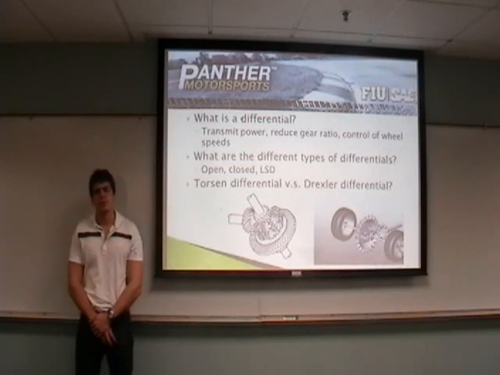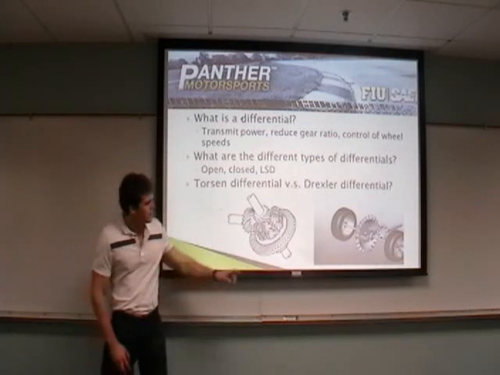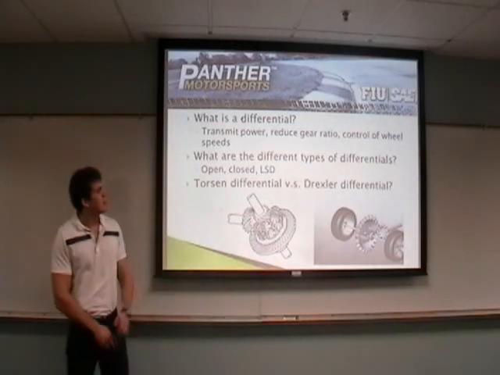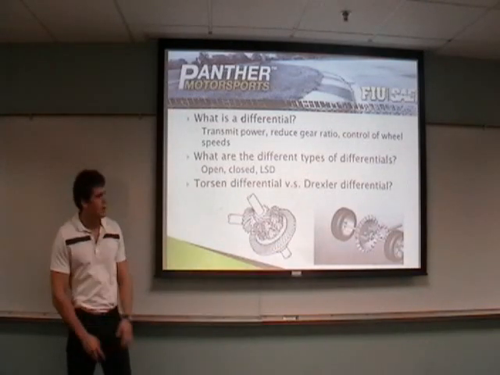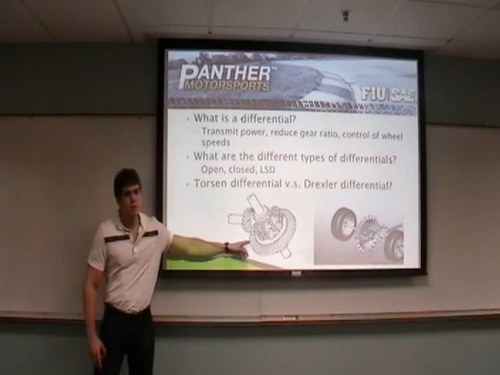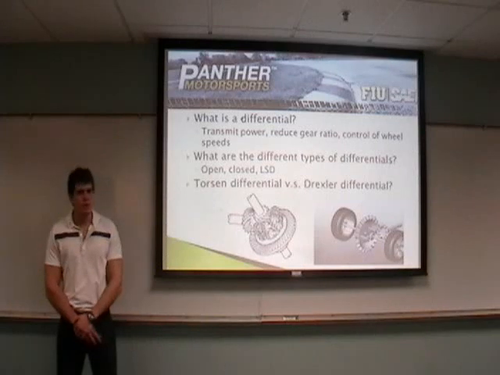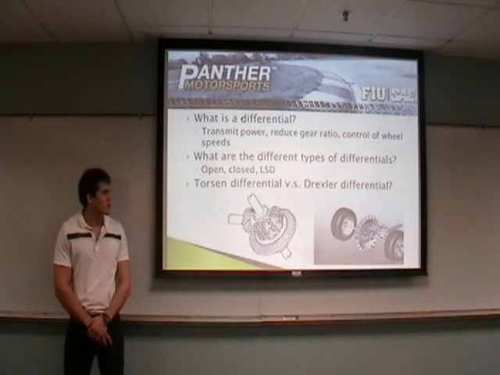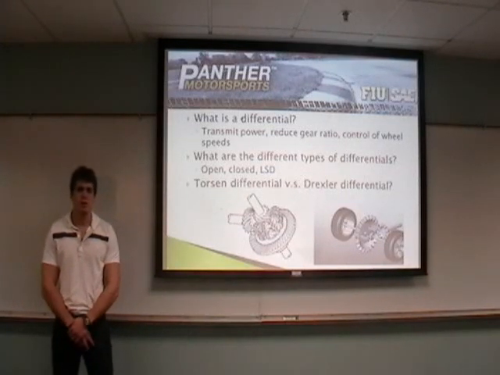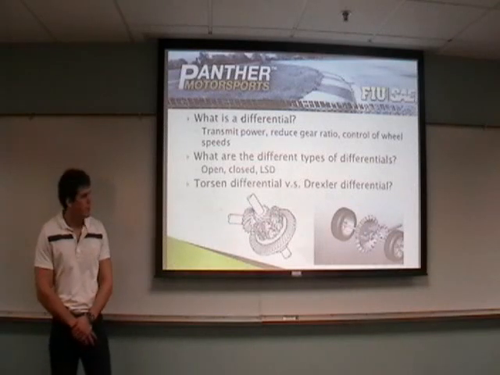The different types of differential are the open differential, as can be seen on the right, a closed differential, and a limited slip differential, as can be seen here. This one in specific is a Torsen differential. A Torsen differential is a gear-based differential, versus the Drexler differential, which is a clutch-based differential.